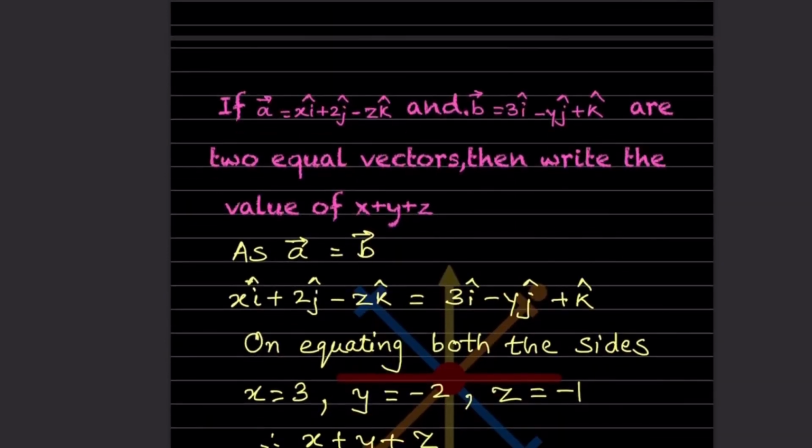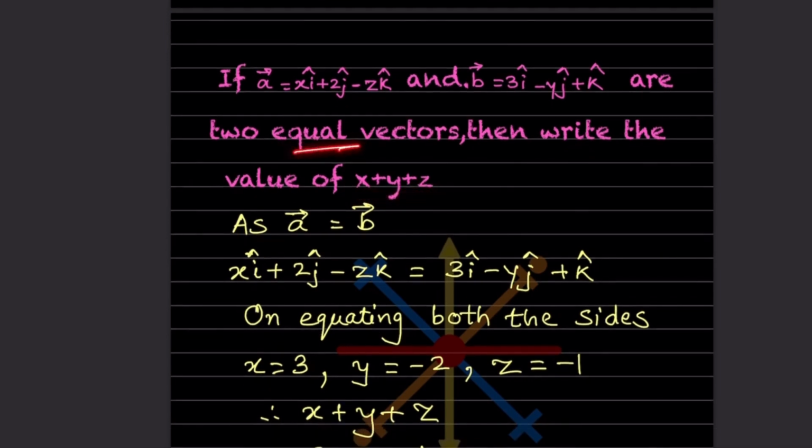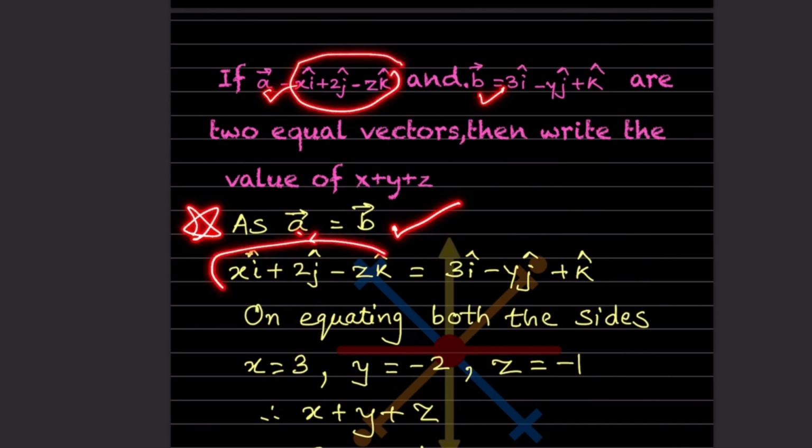So now the next one, if a is xi plus 2j minus 2k and b is 3i minus yj plus zk are two equal vectors. See, they are equal vectors. Then write the value of x plus y plus z. So since they have said equal vectors, that means this vector a is going to be equal to vector b. This step is very important. So now in place of this a, you are going to write this whole thing. So this is written over here.